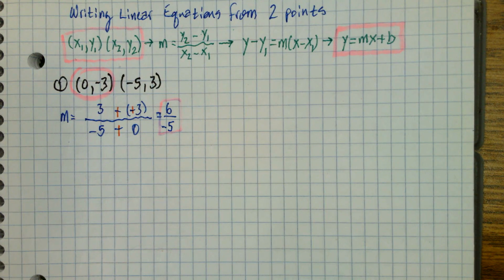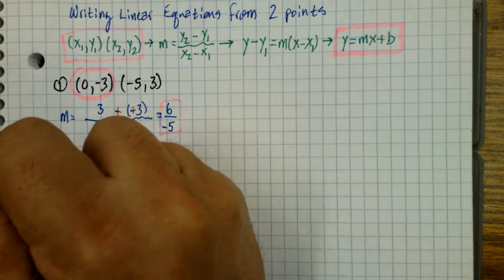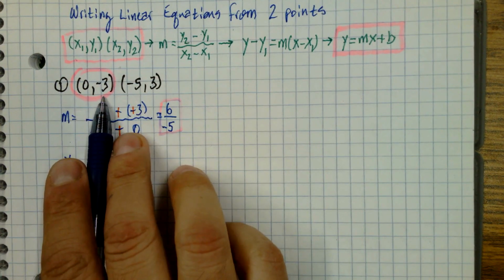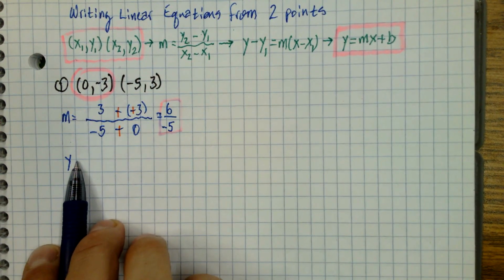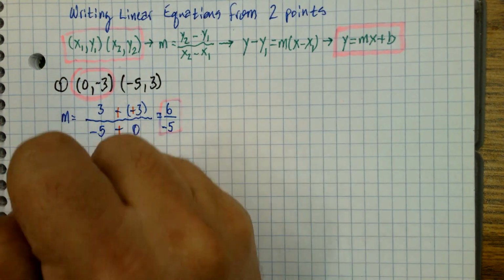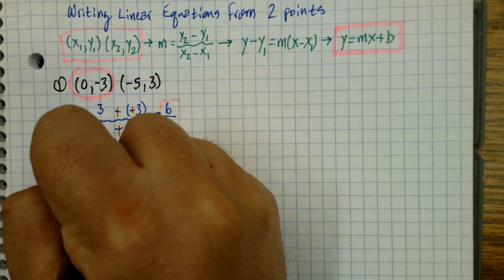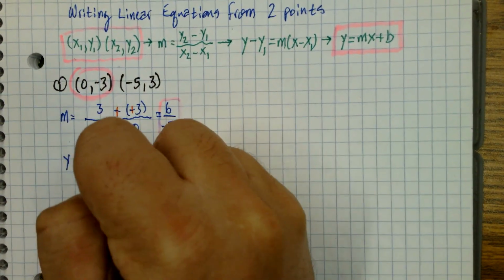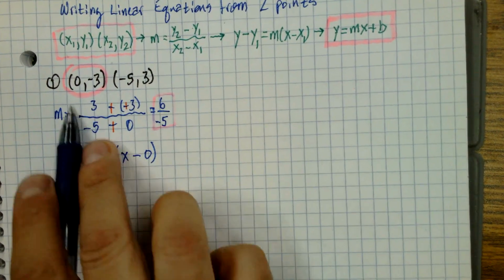All right. So let's plug this into point slope like we did yesterday. We're going to plug this in and we're going to get y, and this is negative 3. What's going to happen when I plug it in here? Plus 3 equals negative 6 over 5, parentheses, x minus 0. That's this 0 there.